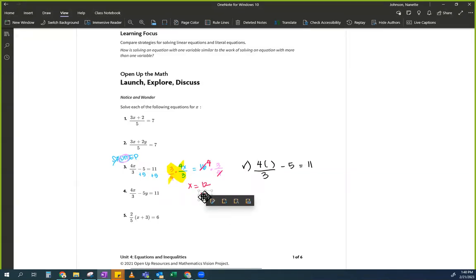Literally going to plug it in. That's what plug it in means. I'm going to put it in there. So I get 4 times 12 is 48. Hey, that's what I said earlier. Divided by 3 minus 5. So that's 16 minus 5 is 11.